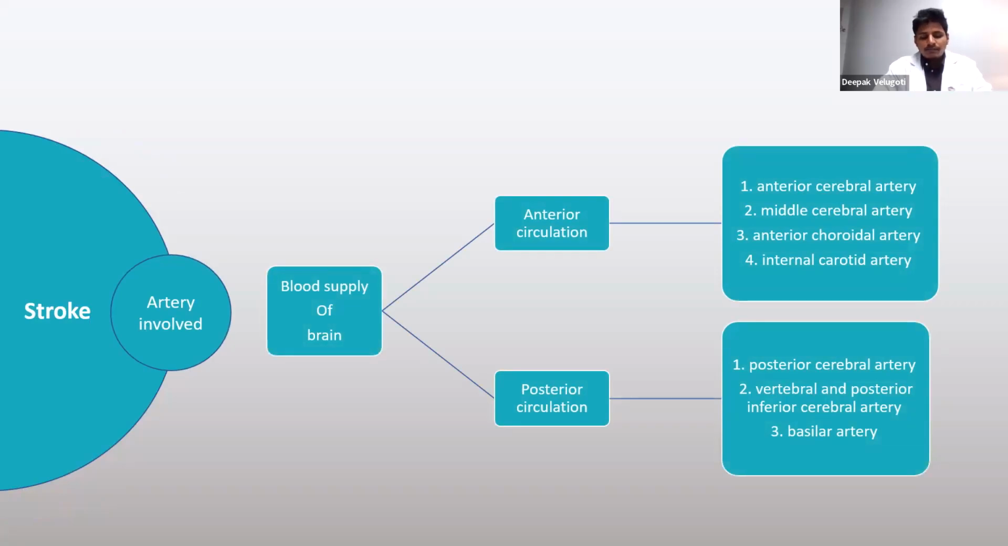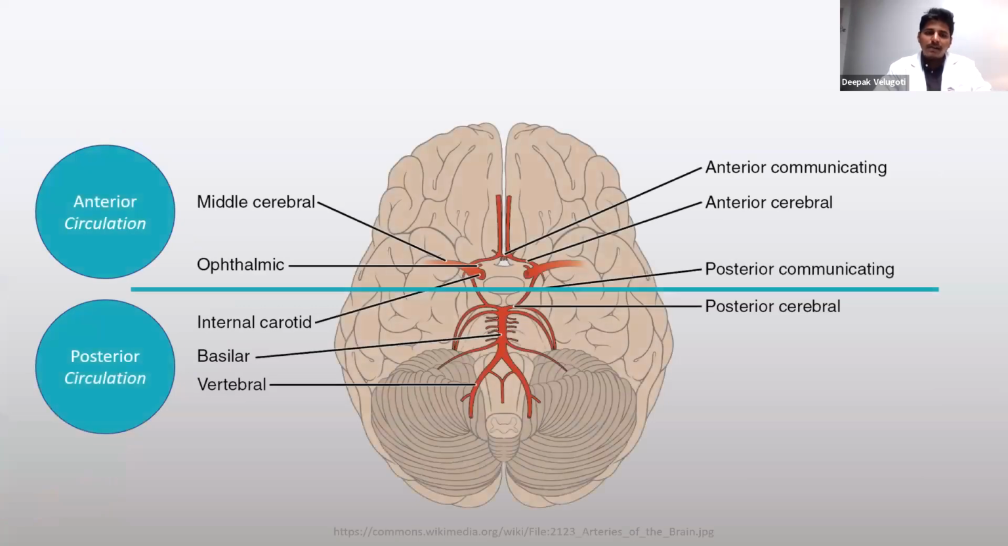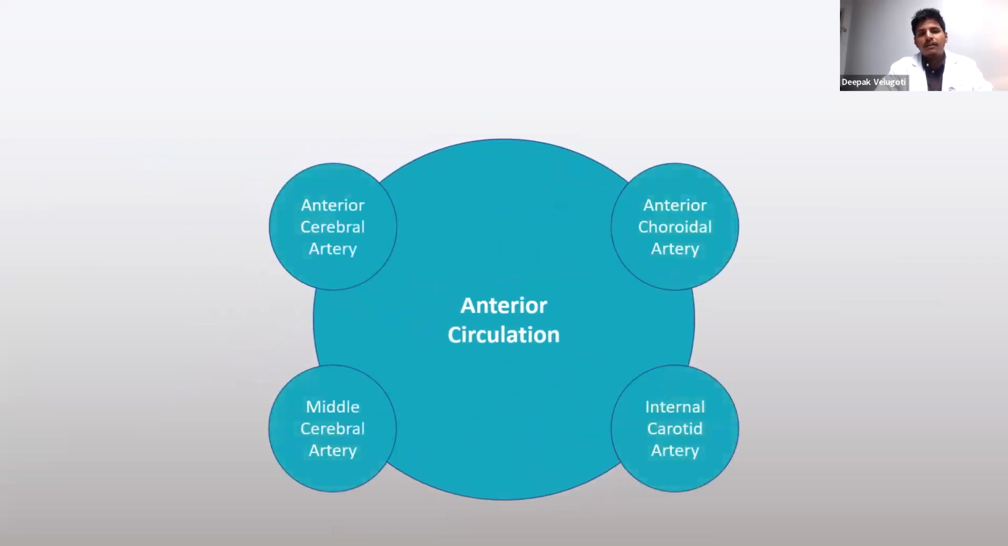In the anterior circulation, we find the anterior cerebral artery, middle cerebral artery, anterior choroidal artery, and the internal carotid artery. In the posterior circulation, the vertebral arteries, basilar artery, and posterior cerebral arteries are involved. Coming to the anterior circulation, these are the four major arteries involved in stroke. We'll discuss them one by one.